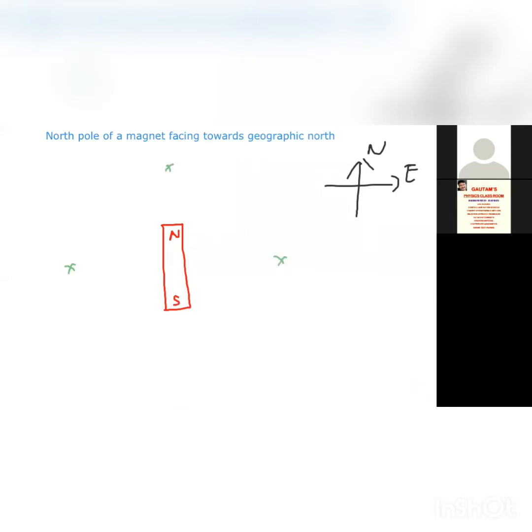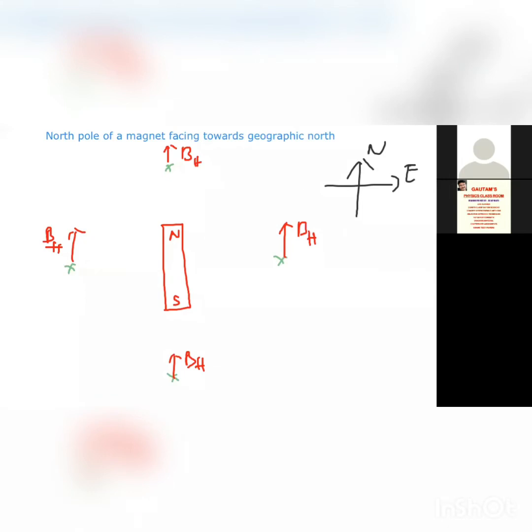Everywhere there exists a field called BH. BH is called Earth's horizontal component of magnetic field. This is not because of the magnet, this is because of Earth. Everywhere this field will be pointing towards geographic north. Its direction is always fixed towards geographic north. This is created by our Earth.